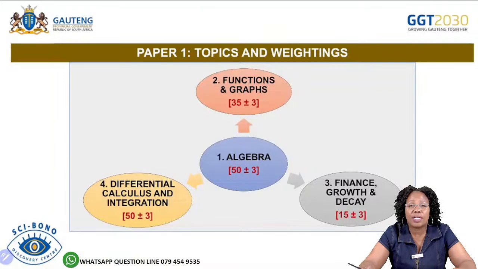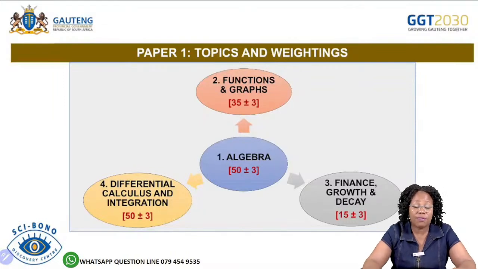So that is the structure of your paper 1, and the sequencing of the paper is exactly as noted there. The first question will be on algebra. At the end of algebra you have functions. At the end of functions you have your finance. After finance you will have your differential calculus and integration.